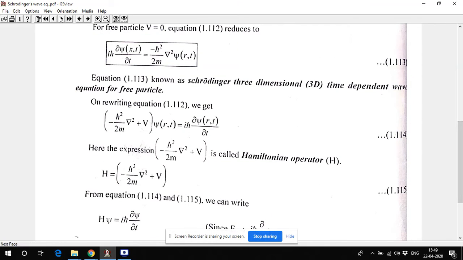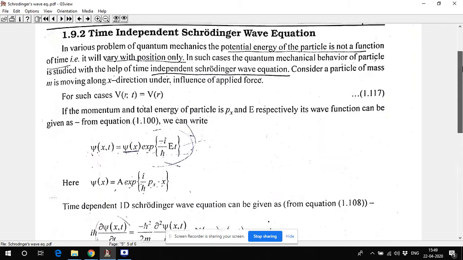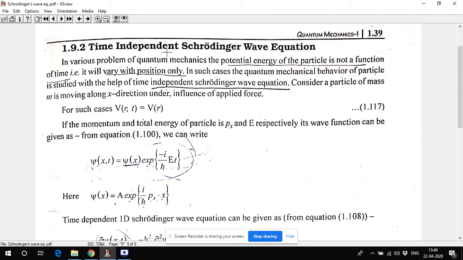Now moving to the next topic, which is the time-independent Schrodinger equation. There are a variety of cases where the potential energy of the particle may not be a function of time, and it will be one of the major equations which we will discuss in the next lecture, when I will tell you the one-dimensional potential box as an application of the Schrodinger equation. So suppose potential energy is not time dependent. Then we can take the potential energy as time independent.